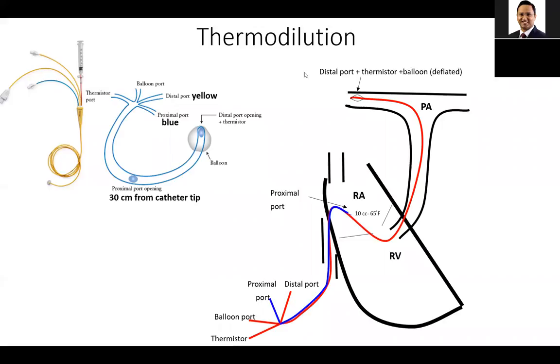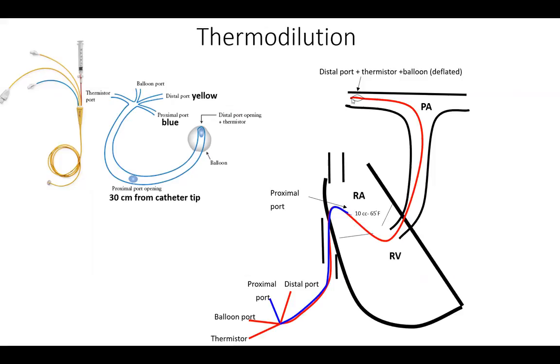Here is how we do thermodilution. We inject 10 milliliters of cold saline or cold dextrose in the proximal port, which goes into the RA. It has to be cold. Then the thermistor, this one, will measure how that temperature is changing with time at the PA level.